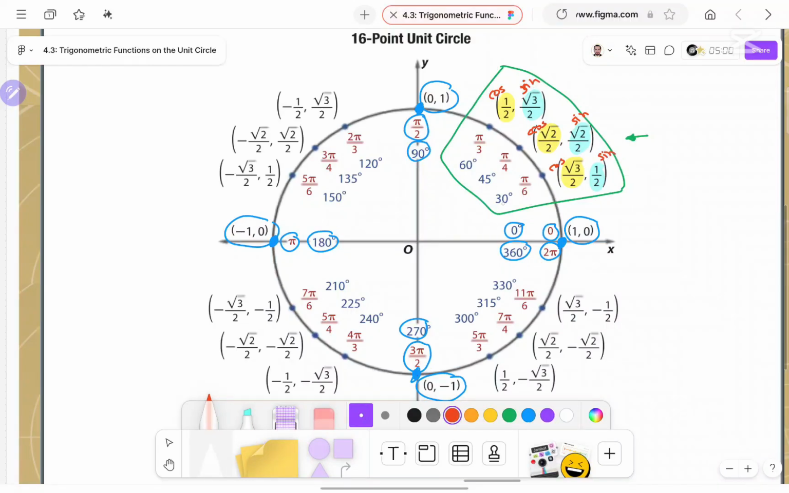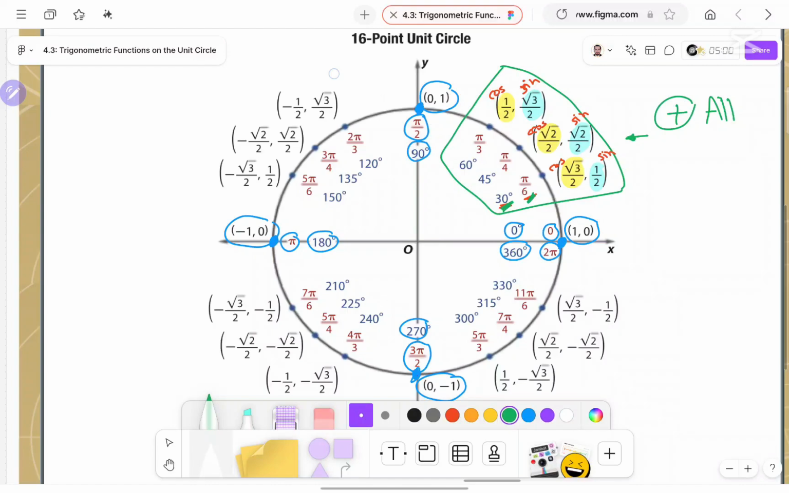So when I ask you what is sine 30, sine 30 is equal to 1 over 2. What is sine pi over 6? Also 1 over 2. What is cosine 30? Cosine 30 is square root of 3 over 2. What's cosine pi over 6? Square root of 3 over 2. So this is what you need to do. In quadrant 1, all of them are positive.